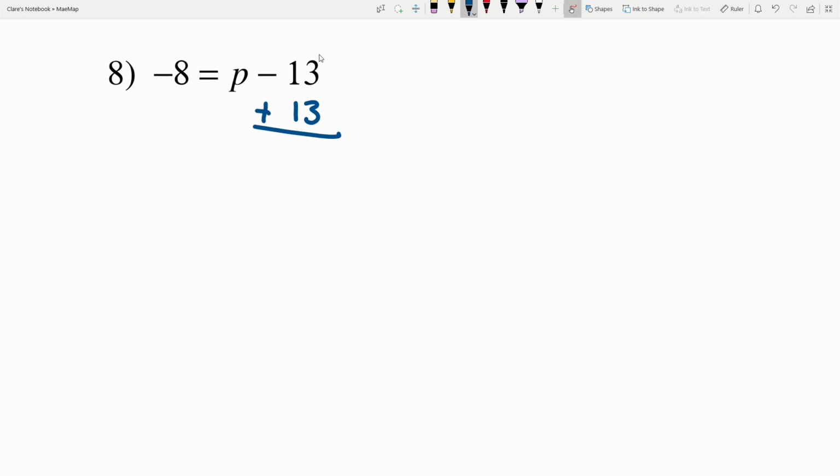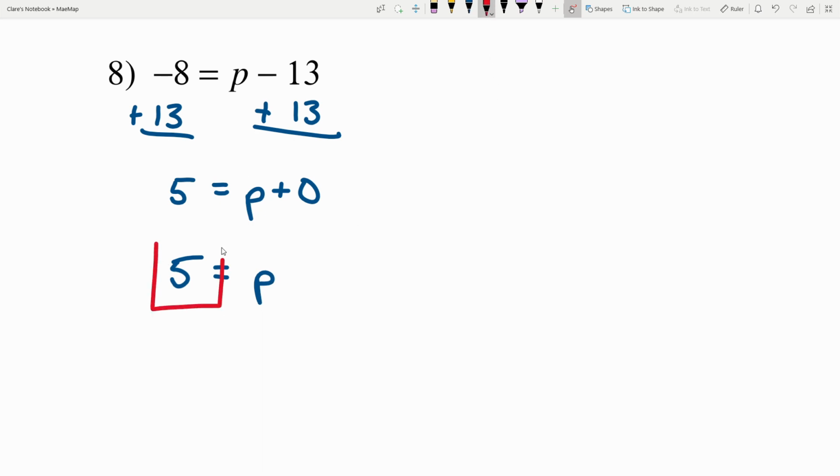out. And whatever I do to the right-hand side of my equation, I need to do to the left. So because I added 13, I need to add 13 on the left. Negative 8 plus 13, you can think of that as 13 minus 8, which is a positive 5. And then p minus 13 plus 13 is p minus 0, or p plus 0. So 5 is equal to p, or p equals 5. That's my solution in number 8.